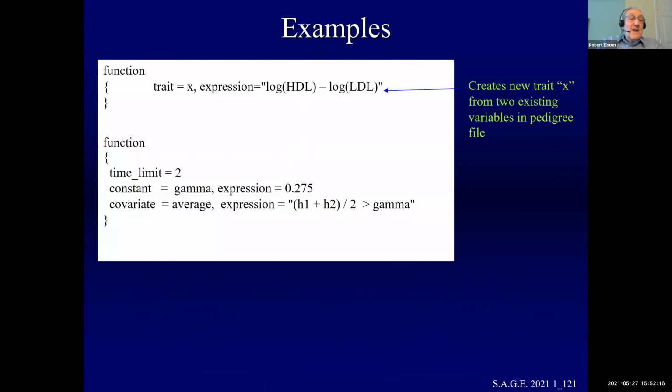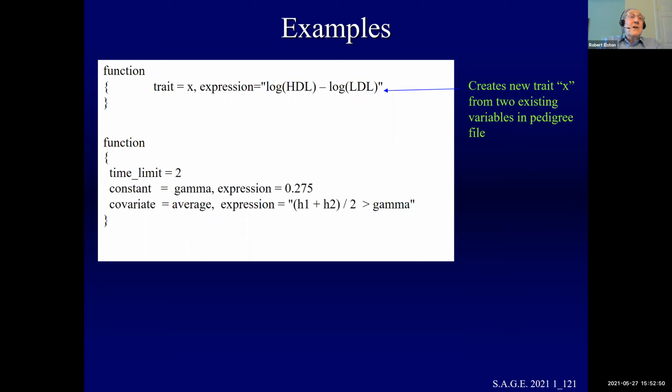Note, these are taken directly from the Python library. Okay, now let's see some examples. So this first one is very simple. It says, okay, I want to make a trait equal to x. In other words, from now on, I will use the symbol x. That's going to be the name of my trait. And expression means it will be equal to log of HDL minus log of LDL.